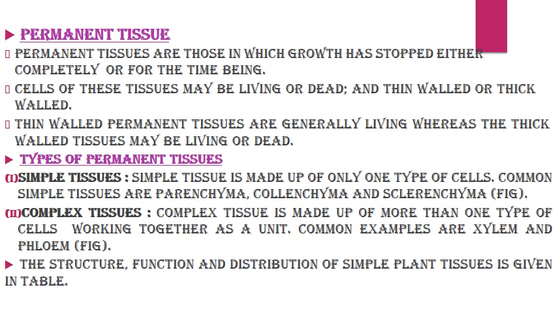Types of permanent tissues: simple tissues. Simple tissues are made up of only one type of cells. Common simple tissues are parenchyma, collenchyma and sclerenchyma. You can see the figure of this in the next figure. Complex tissues. Complex tissues are made up of more than one type of cells working together as a unit. Common examples are xylem and phloem. The structure, function and distribution of simple plant tissues are given in the next table.